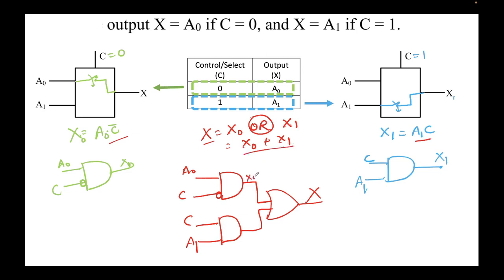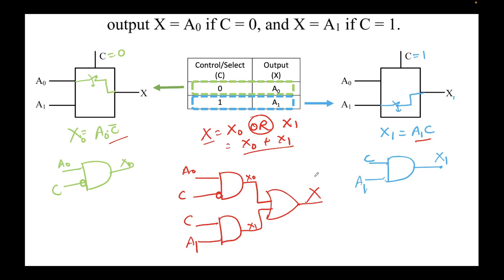So this was x0, this was x1, and I have drawn the circuit. See, I have replicated this circuit here. The green circuit is this one here, and the blue circuit is this one here. And what I am doing to get the final output x is nothing but taking x0 and x1 through an OR gate, so it will do the summation of x0 and x1, and we'll get our final output x.